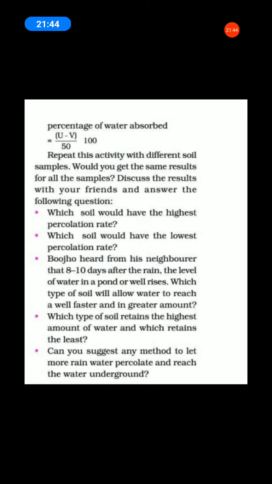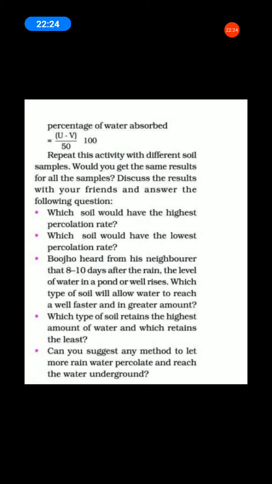The answer is it allows the rainwater. Listen carefully. All of you listen carefully. Bojo heard from his neighbor that 8 to 10 days after the rain, the level of water in a pond or well rises. Which type of soil will allow water to reach a well faster and in greater amount?